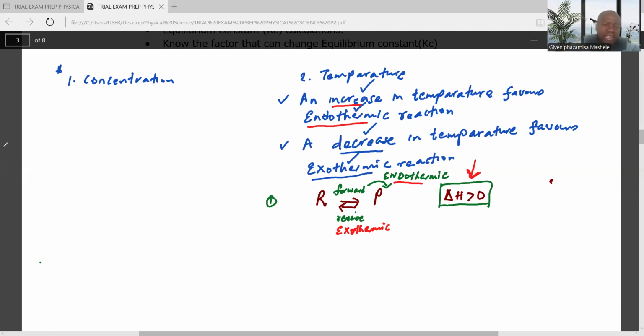Again, they can write the reaction like this. You have the reactants, and now they form a product, but here they write delta H, and then a positive value. They give you a value, but this value is actually positive. The same applies. It means this reaction is endothermic, particularly looking at the forward. The forward is the one which is endo, and the reverse is the one which is exo.